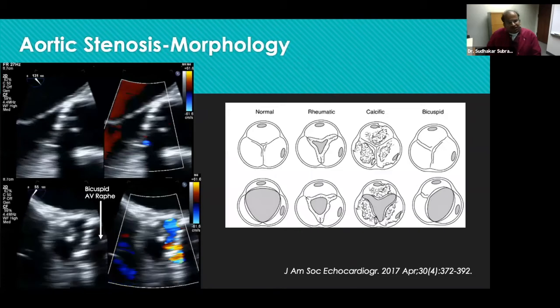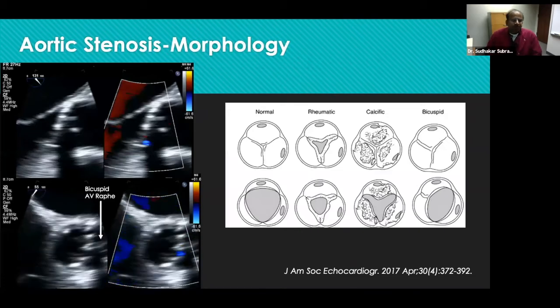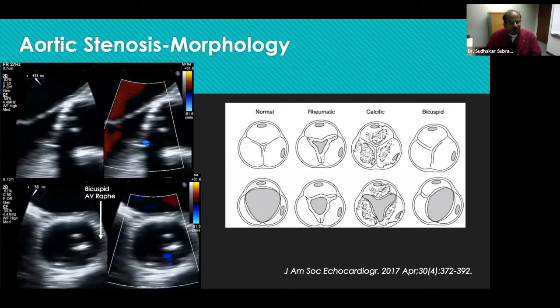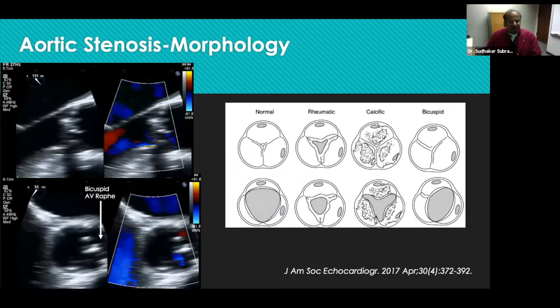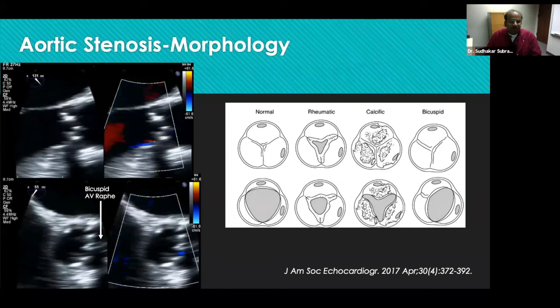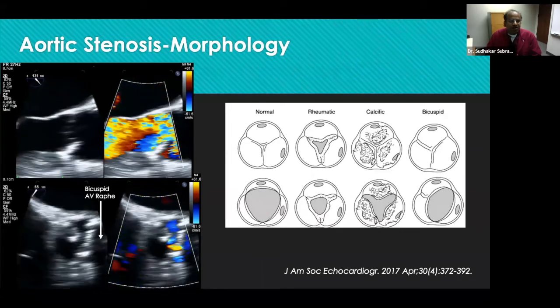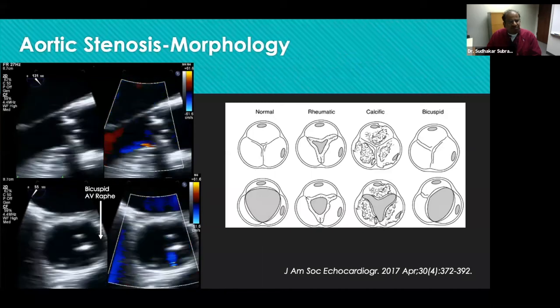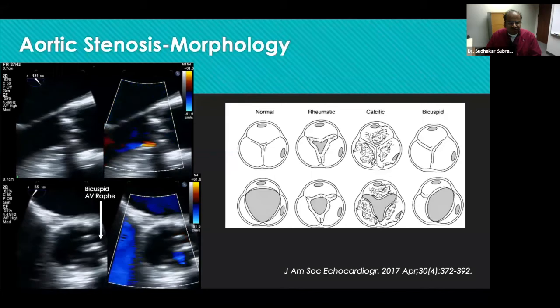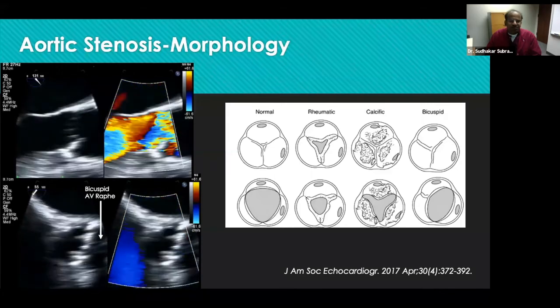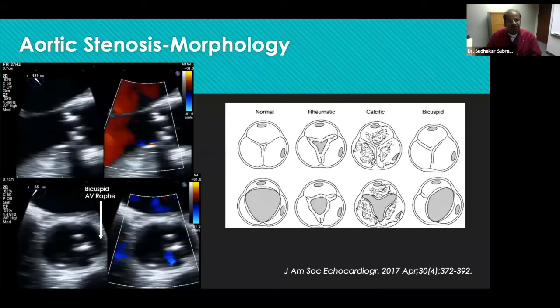So let's start with the very first method. Whenever you visualize the aortic valve, in this particular image we are getting both the mid-esophageal AV short axis as well as the AV long axis, zoomed, so that we will have a better sense of the morphology. So again, the presentation depends on the underlying pathophysiology.